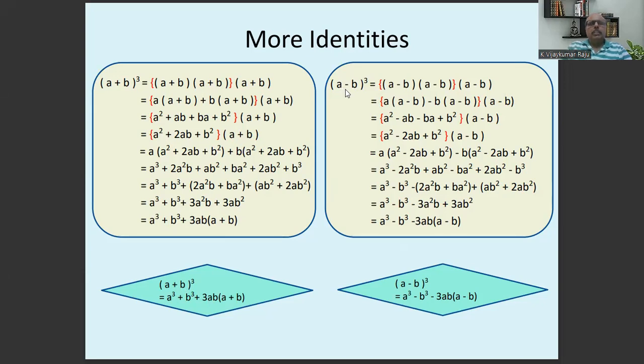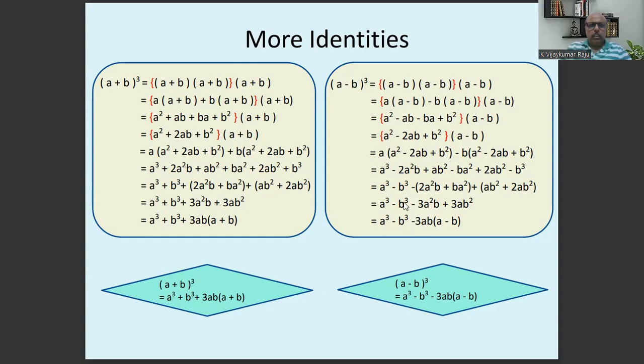Now we'll do it for (a - b) whole cube. Again, we group the first two terms. We will get (a² - 2ab + b²) into (a - b). Multiply them. We are getting a³ - b³ - 3a²b + 3ab². Take minus sign common. So (a - b)³ is equal to a³ - b³ - 3ab(a - b). So these are the two identities you were introduced to in ninth standard.